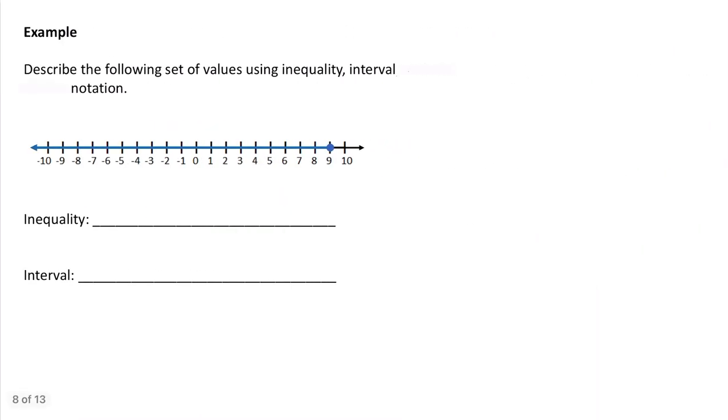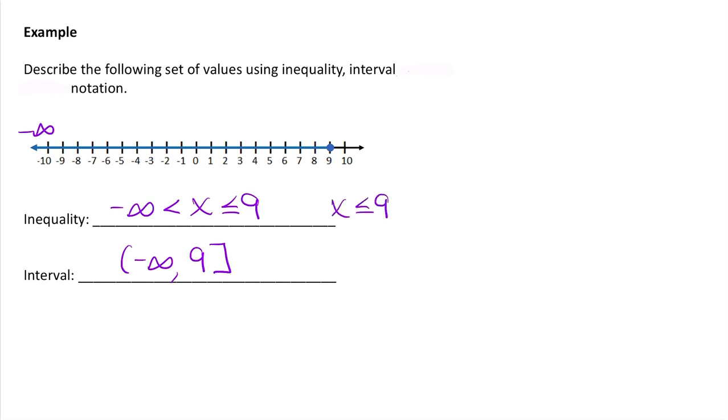Okay, so now let's describe the following set of values using inequality and interval notation. So this goes from -infinity here on the left, and it goes to 9. So as an inequality, we'd say -infinity less than x less than or equal to 9, right, because of the closed circle. In interval notation, that would look like open parentheses at -infinity, and it goes all the way to 9 with the square bracket. If you want to write this in inequality notation, remember you can also write x less than or equal to 9, and you don't have to include that infinity part. But I just did it so you could see how we get from inequality to interval notation.